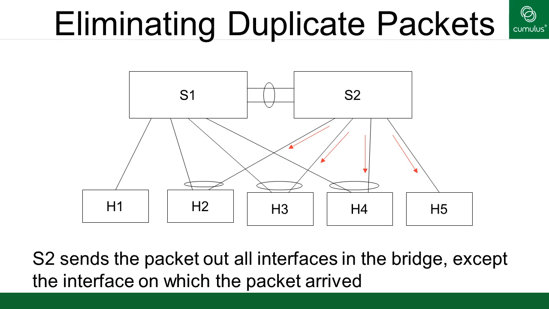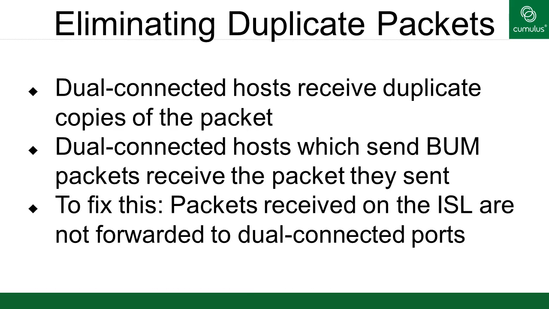When S1 flooded the packet, it went to H3 and H4. And when S2 flooded the packet, it also went to H3 and H4. And it also went to H2, which originated the packet. And so H2 gets the packet back that it sent. H3 and H4 get duplicates of the packet. Both of those are violations of the 802.1 bridging spec. So we've got to take into account some way to fix that.